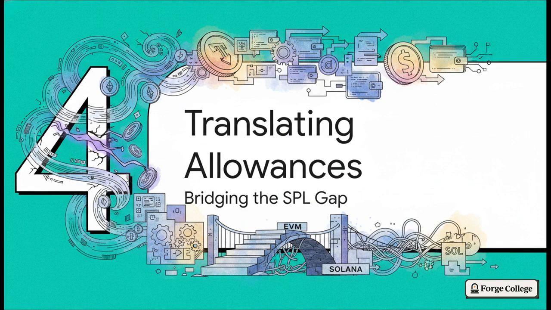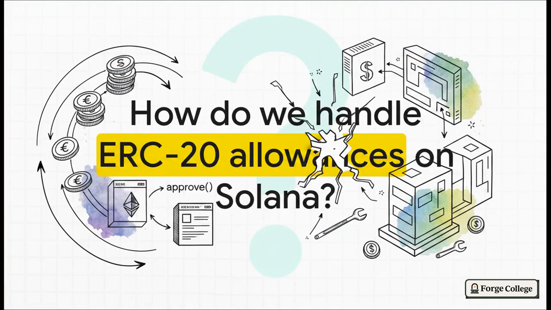Let's tackle a very specific, real-world translation challenge that trips up, well, almost every single EVM developer making the jump to Solana. So here's the million-dollar question. How exactly do we handle ERC-20 allowances on Solana? On Ethereum, allowances are super standardized, right? You just call approve and walk away. Easy peasy. But the native SPL token program, it doesn't actually have a direct one-to-one native equivalent.